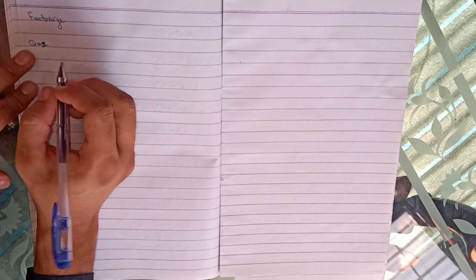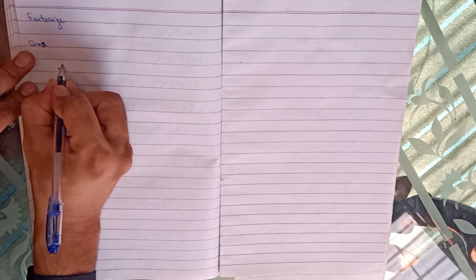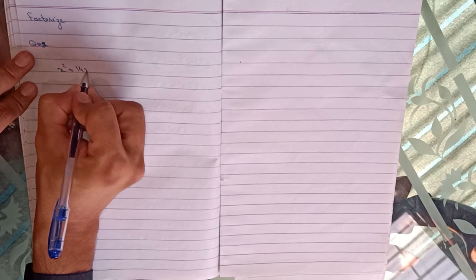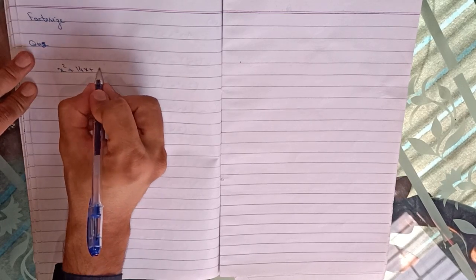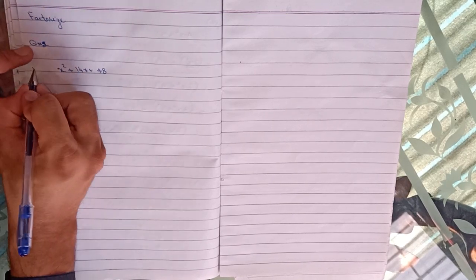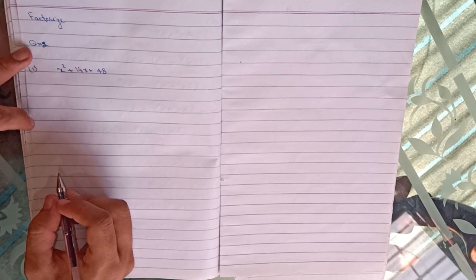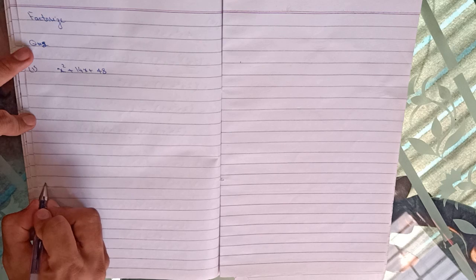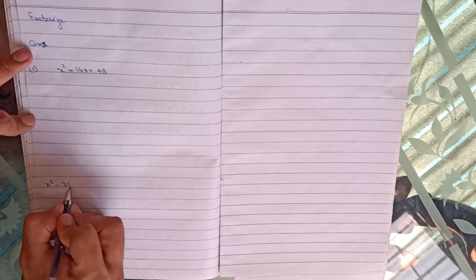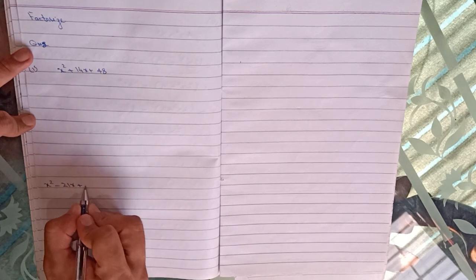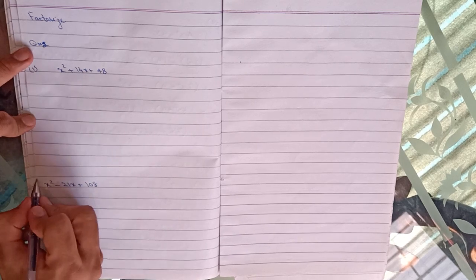The first question is x square plus 14x plus 48 is the first part. Second one, x square minus 21x plus 108. First, students, we will solve this, and after this I will explain to you the method and give you some homework parts.